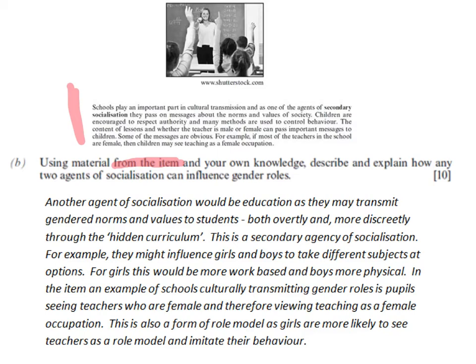And once again, we can also see the use of key sociological words. So we've got, again, the term agent of socialization that's used in the question. We've got reference to gendered norms and values. We've got use of the sociological term, the hidden curriculum. We've got education correctly identified as a secondary agency of socialization. We've got the idea of cultural transmission. We've got this idea of role models and imitation as a process of socialization. So once again, good use of specialist terms.